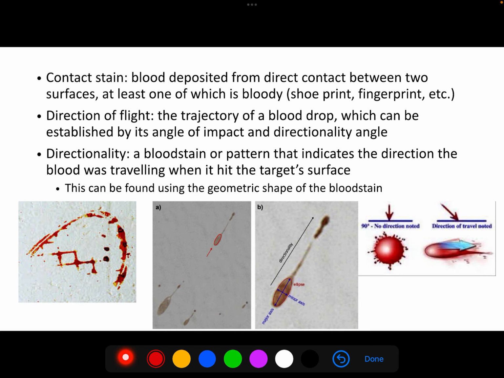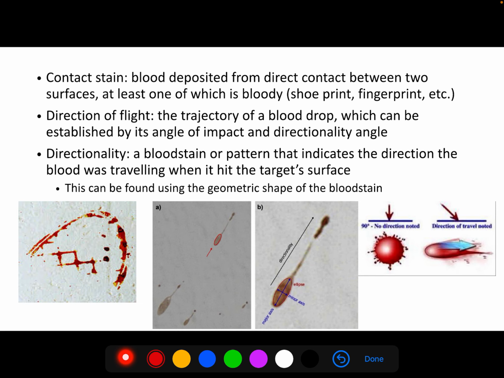We also have contact stains. This is blood deposited from direct contact between two surfaces, at least one of which is bloody. So we have seen these with our impressions. So this might be a bloody shoe print, a bloody fingerprint, where someone stepped in blood and then they continued to step and deposited blood with each step that they took.